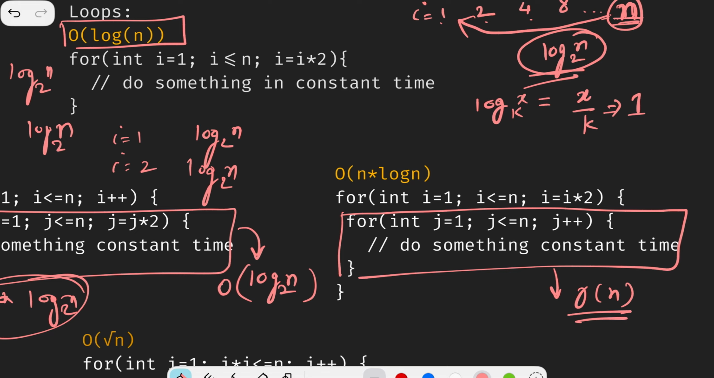But how many times is this inner loop going to get executed? See, i is starting from 1. It's going till n and it's always getting multiplied by 2. Correct?